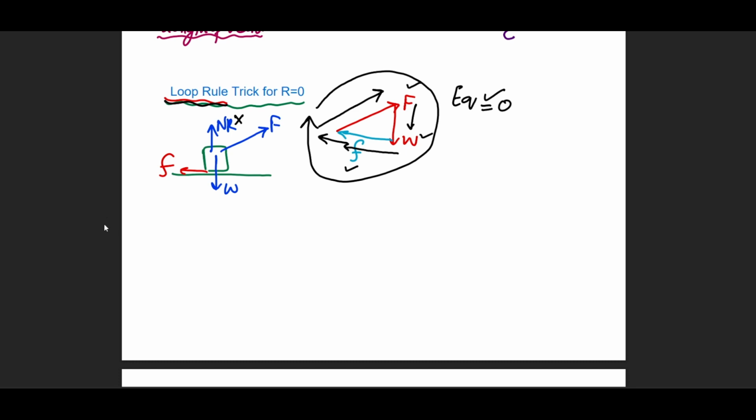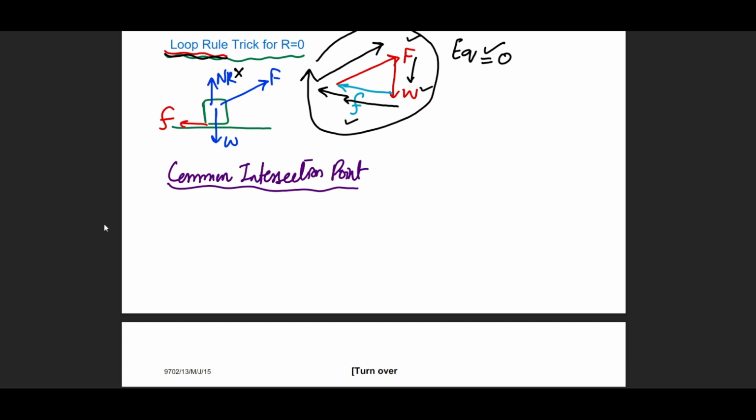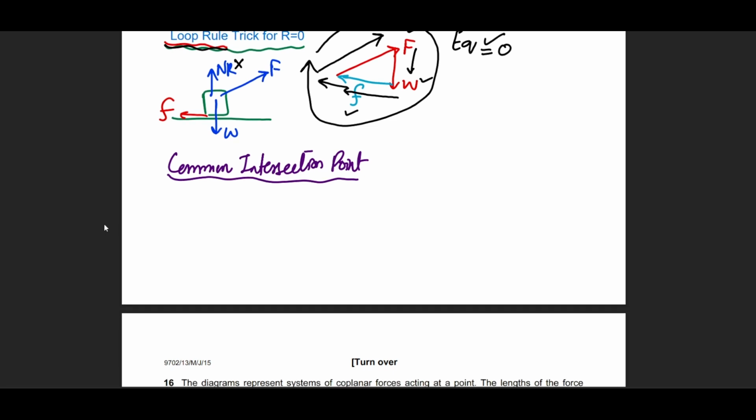There is another question in terms of forces, right? So if I, let's say, draw another object, and that is actually the common intersection point idea, right? So in physics, if an object is in equilibrium, then if you extend all the forces acting on the object, they should pass through a common point, a common intersection point. What do we mean by that?